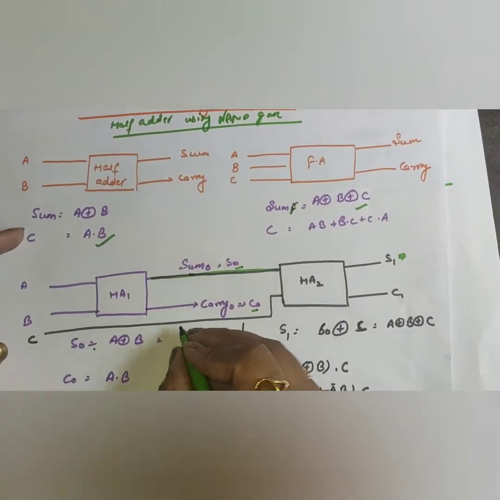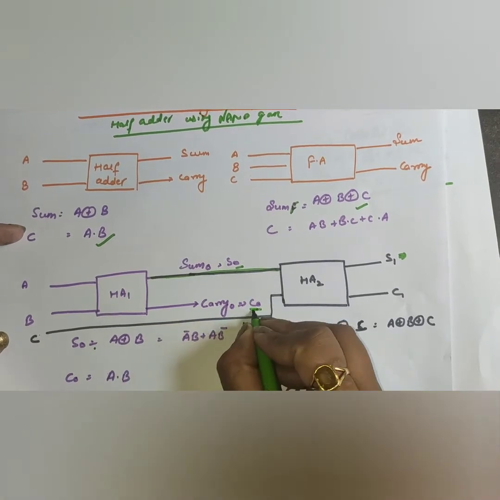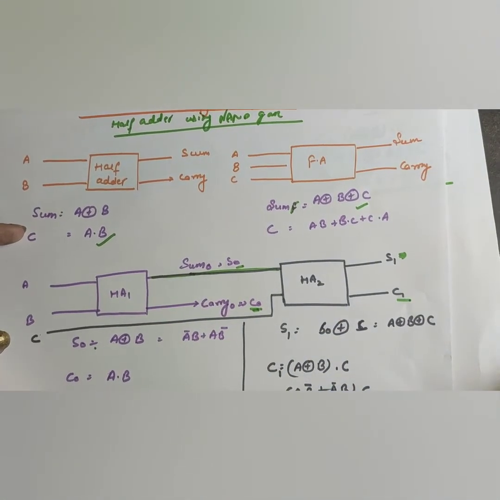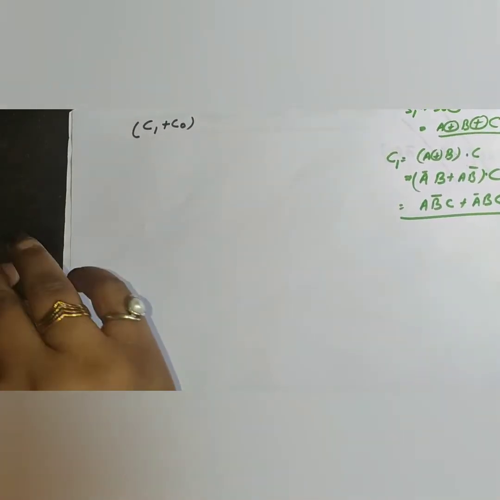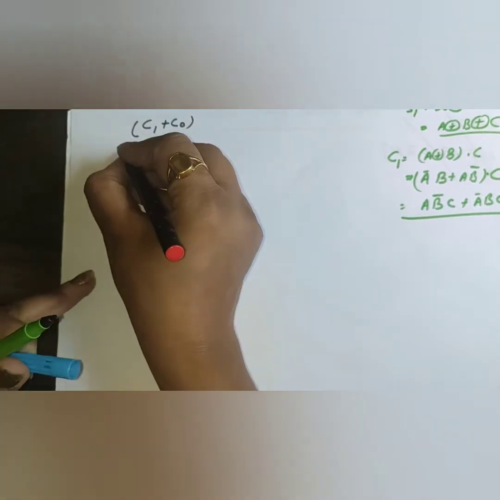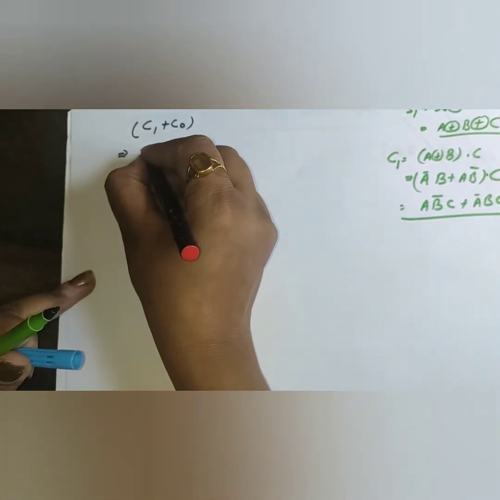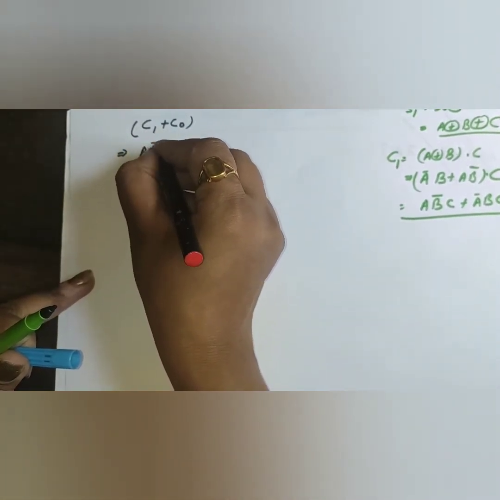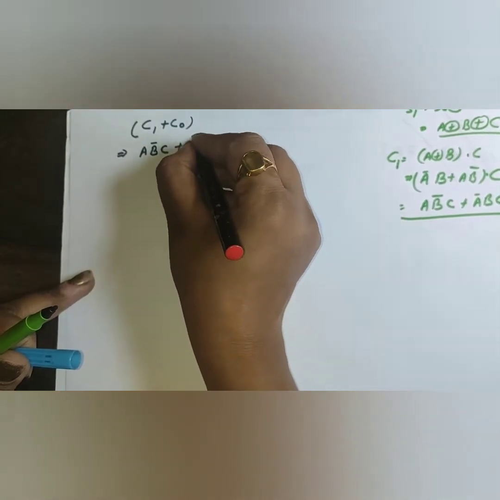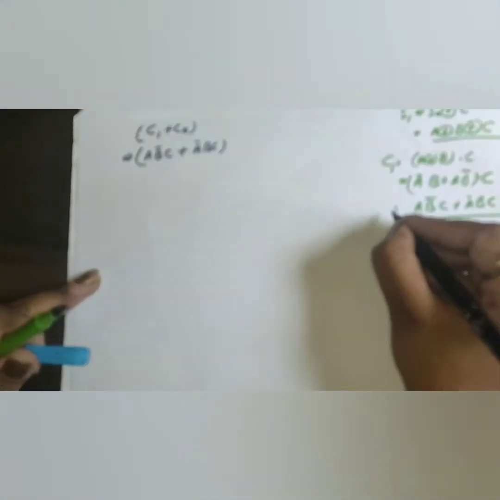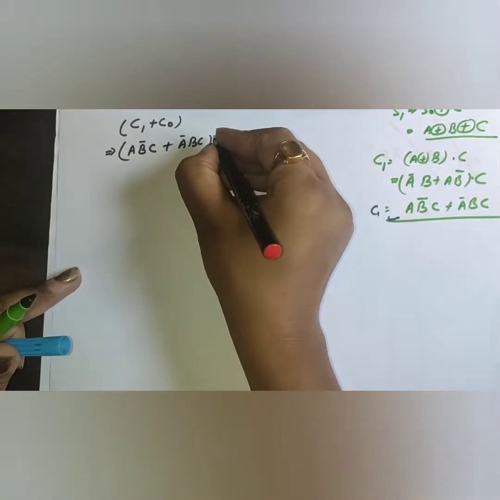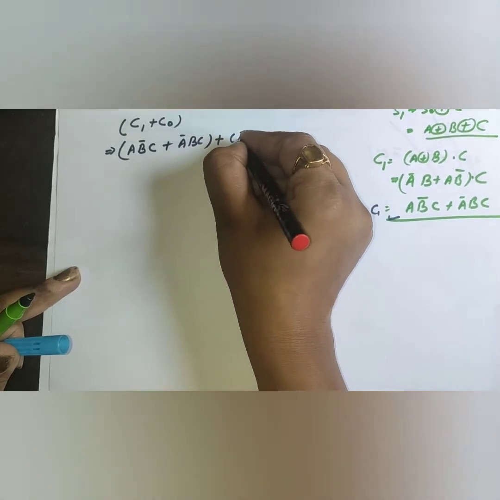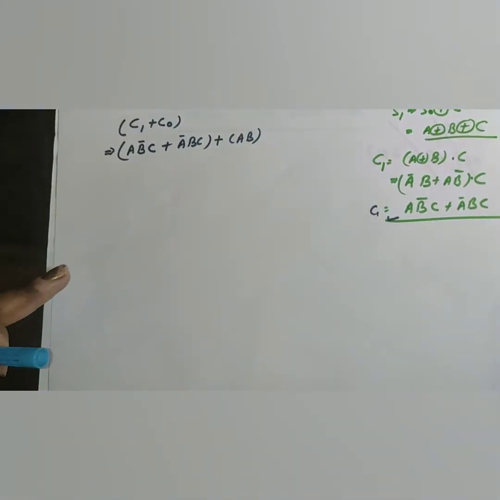Now let's suppose we take the carries C0 and C1 and do an OR operation between them. When the OR operation is done, C1 is A B bar C plus A bar B C, and C0 is A B, which gets added.